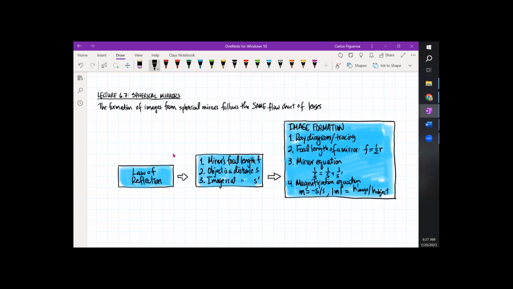As you can see here, there is a pretty good connection with lenses. So the big difference here is really the focal length of the mirror and the ray diagram. And that's what we're going to focus on.